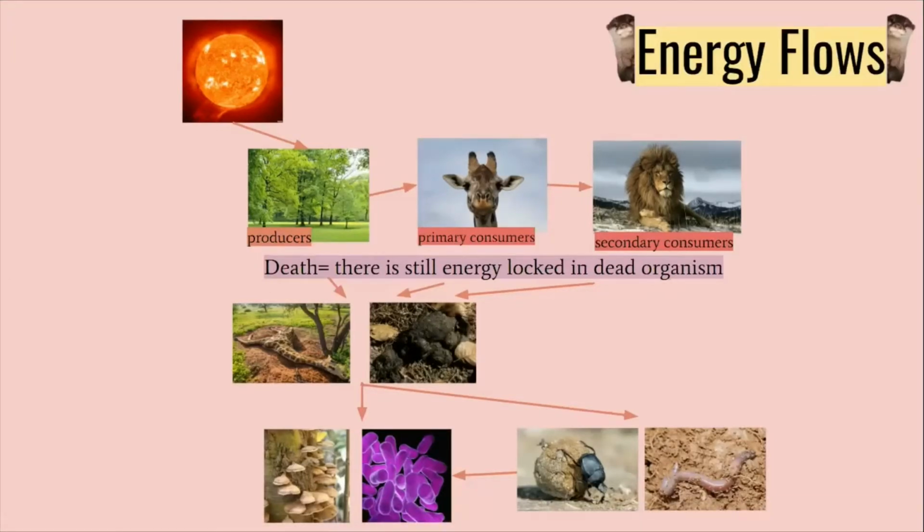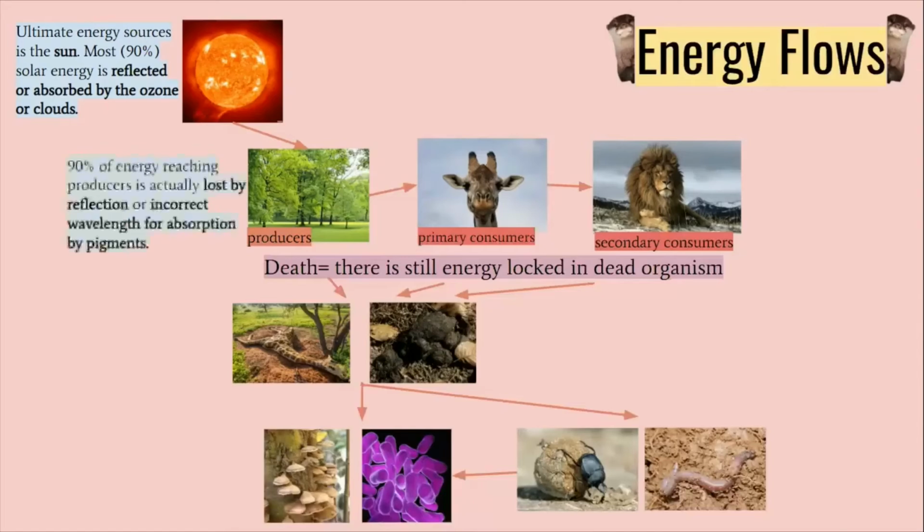Now we are going to talk about the flow of energy through an ecosystem. We know all energy originates from the sun. Now we know the sun gives off solar radiation, but most of the solar radiation is either reflected by the ozone layer or absorbed, for example, by the clouds in the atmosphere. So only a small proportion of that solar energy actually reaches the producers, which are the plants on the surface of the earth.